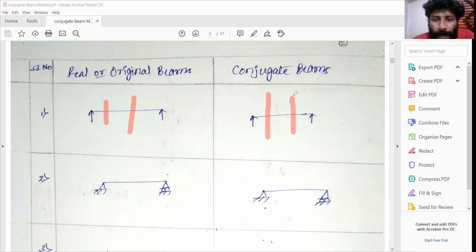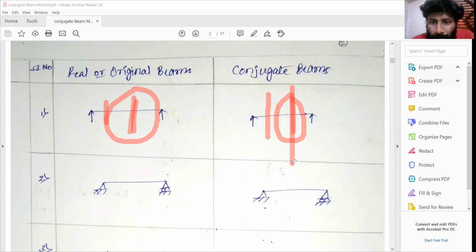Suppose I want to find the deflection at this section, right? Then I have to take the bending moment at this section. The bending moment at this section will give the deflection in the original beam. We'll look into these concepts in the problems.